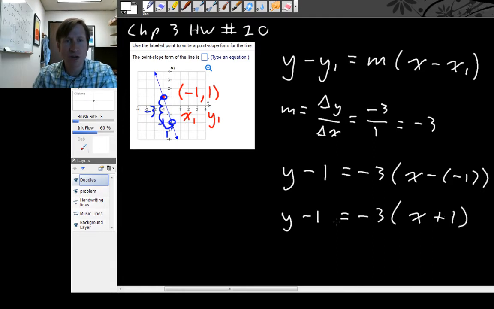Okay. Now we could put this equation into slope-intercept form, but the problem asks us for point-slope form, so we'll just leave it like this.